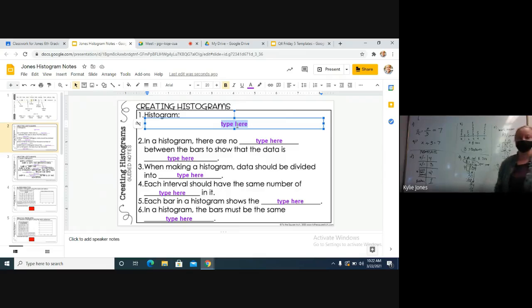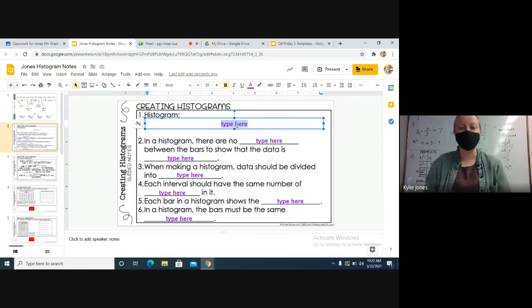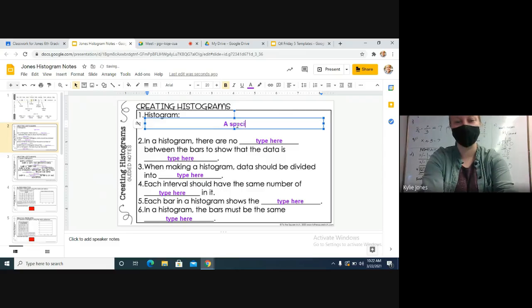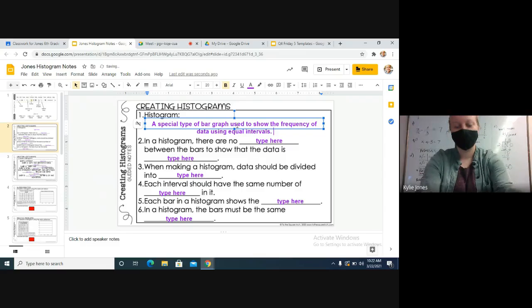So a histogram, the definition we're going to type in that first box, is a special type of bar graph used to show the frequency of data using equal intervals, which is a long sentence that we're going to talk about and learn more about. So go ahead and type that first. We're going to write these notes out, and then we're going to discuss them a little bit more in depth. Okay.